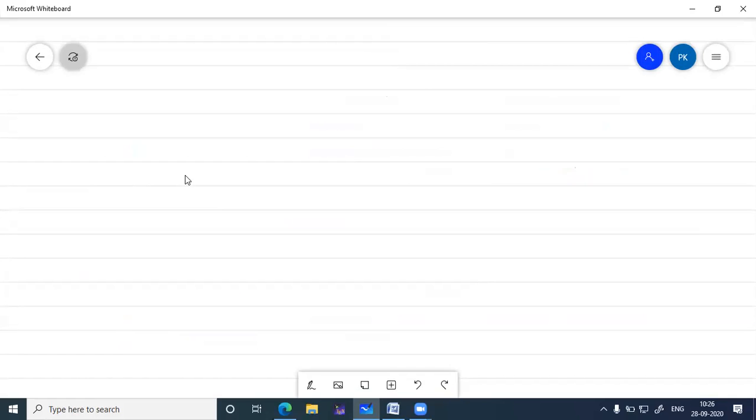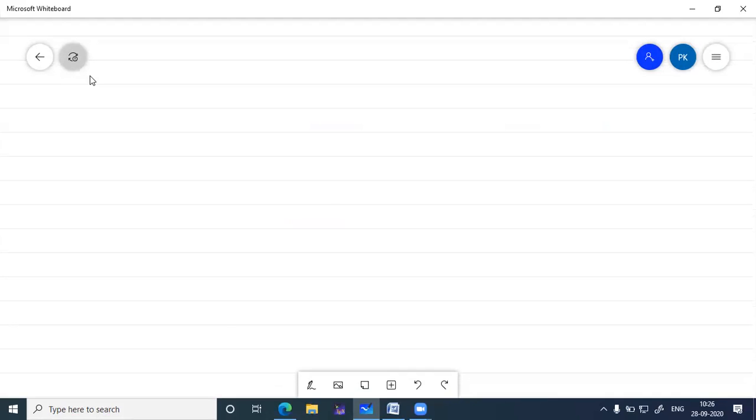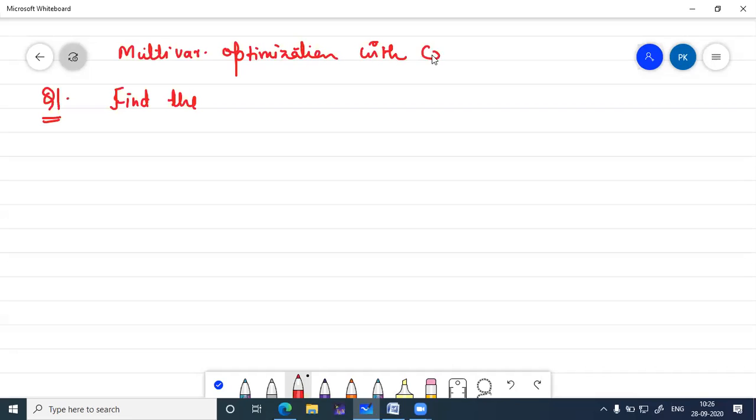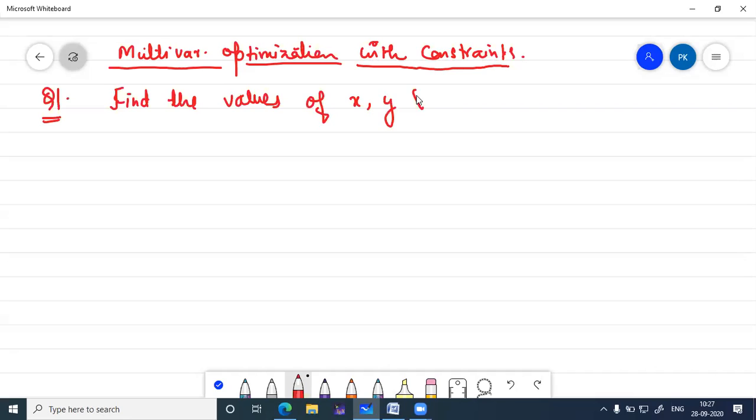The question is: find the values of x, y and z that maximize the function. This is a problem from multivariable optimization with constraints. और direct substitution से हम इसको solve कर रहे हैं.